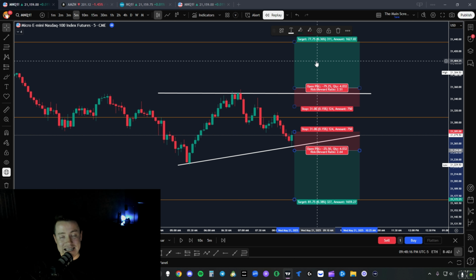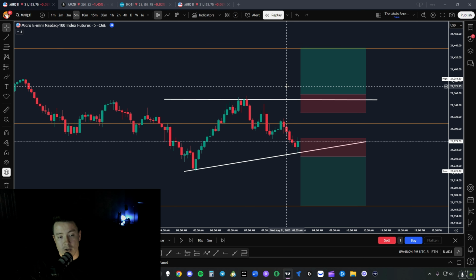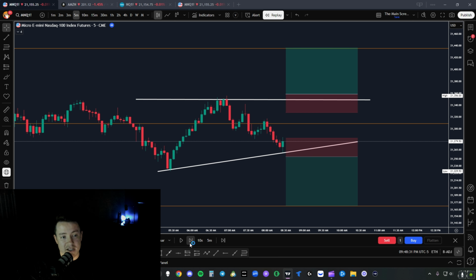Now, I will show you my exact trade. This will be verified. I will be transparent and show you that I did take this trade on 5 live funded accounts. So I'm not making a video just based off replay mode. I really did take this trade, and I'll show you. But let's just keep going.